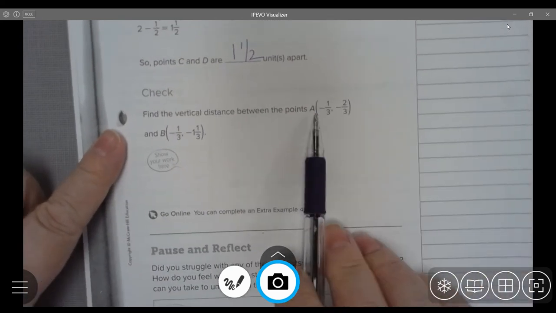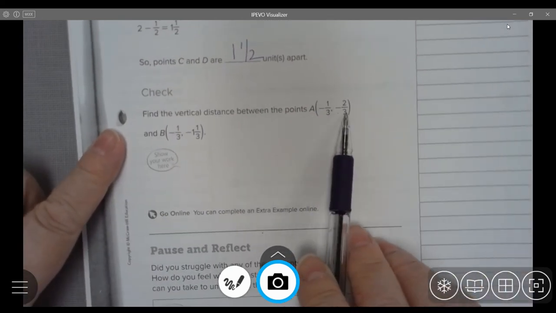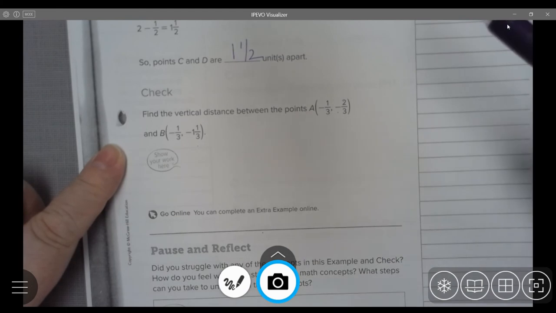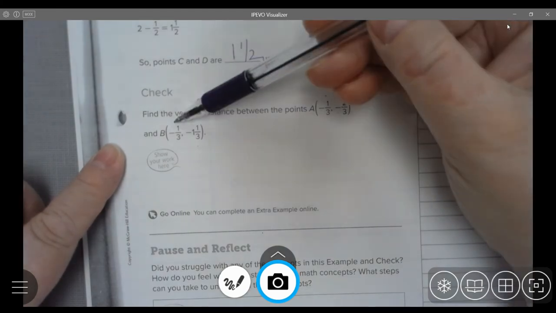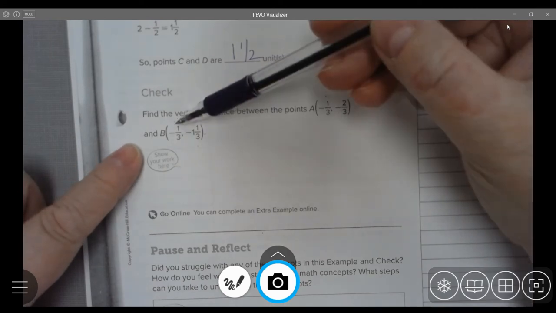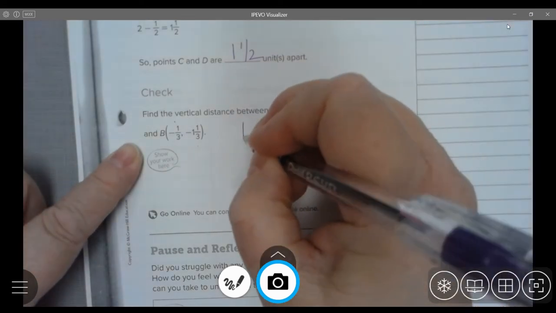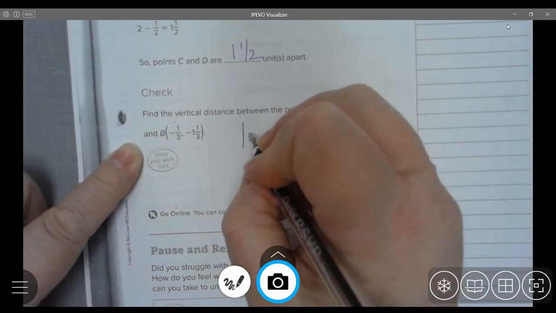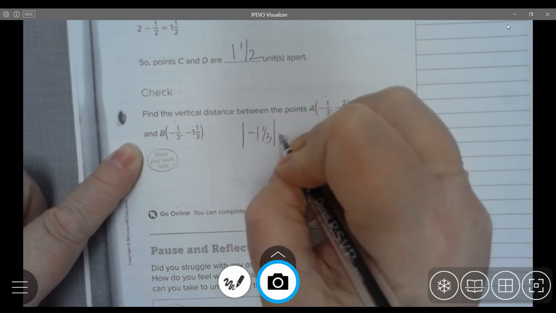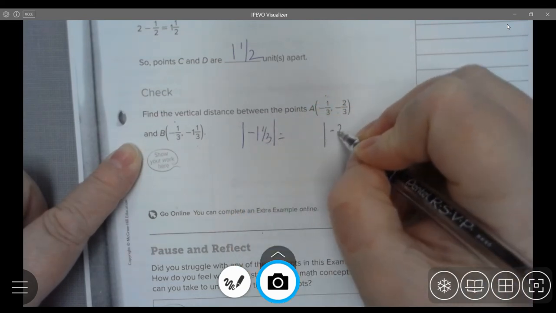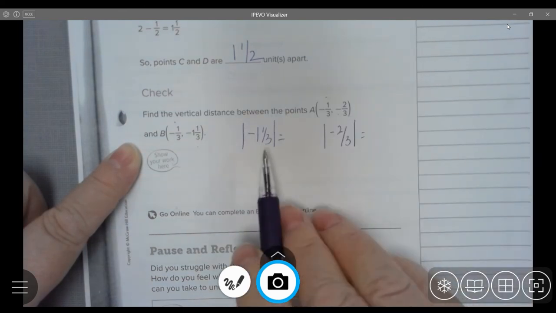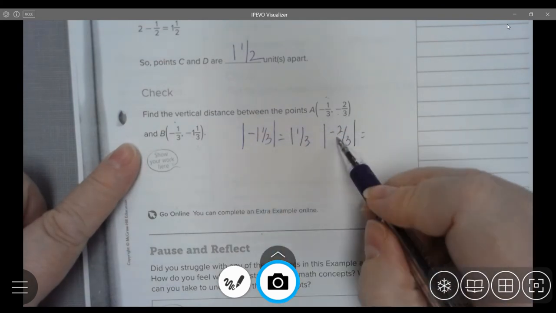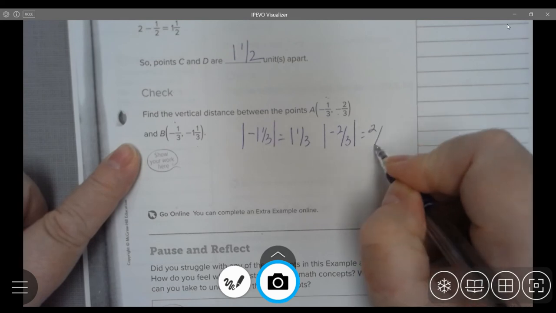So here's the check. Point A is negative 1/3 and negative 2/3. Point B is negative 1/3 and negative 1 1/3. So I need to take a look, and I can see that the first numbers, the x coordinates, are the same. So I don't need to do anything with those. But I do need to find the absolute value of the second numbers, the y coordinates. So the absolute value of negative 1 1/3 and the absolute value of negative 2/3. So the absolute value of negative 1 1/3 is 1 1/3. Absolute value of negative 2/3 would be 2/3.